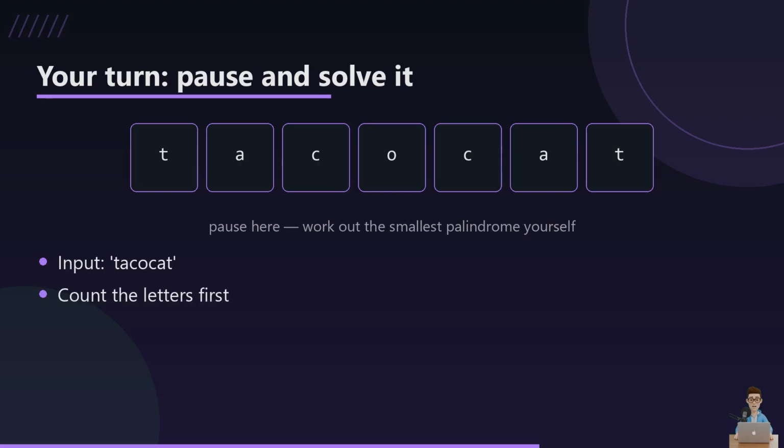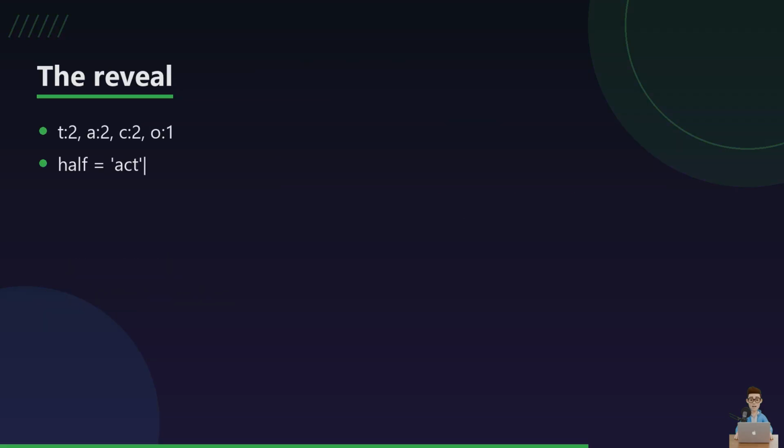Pause the video. What's the smallest palindrome you can build from tacocat? Count the letters and try it before I reveal the answer. Counts come out to T2, A2, C2, O1, so O is the odd one out and sits in the middle. Half is ACT, so the full answer is ACTOTCA. If you got that, you officially got the pattern.